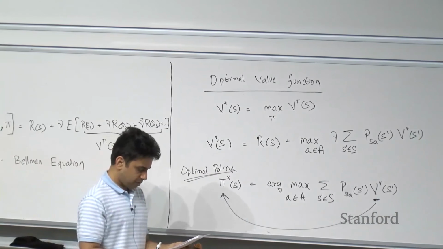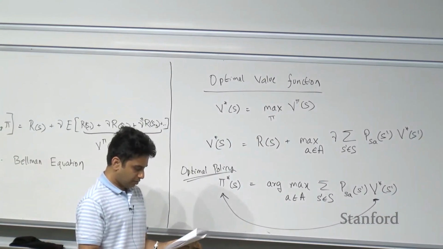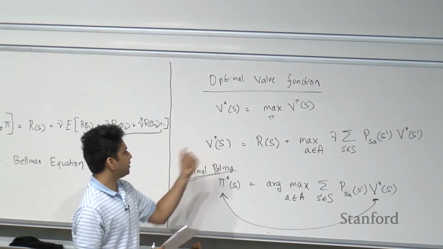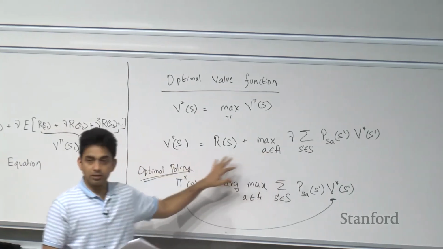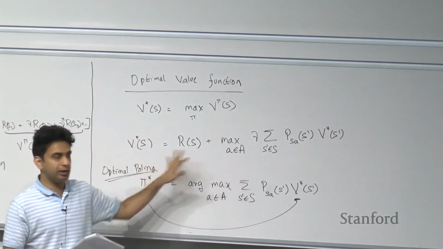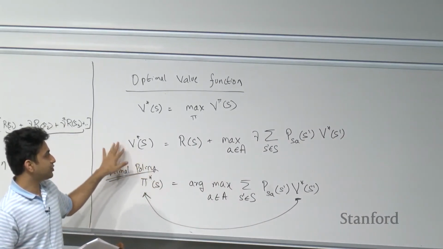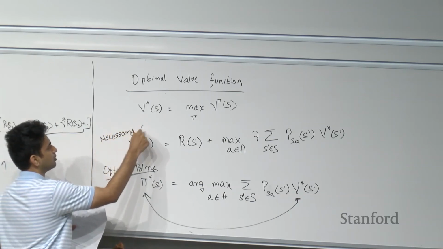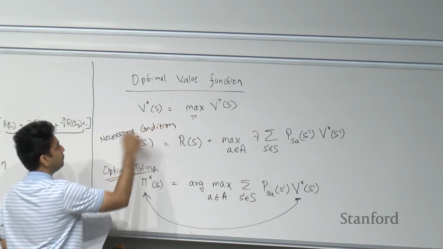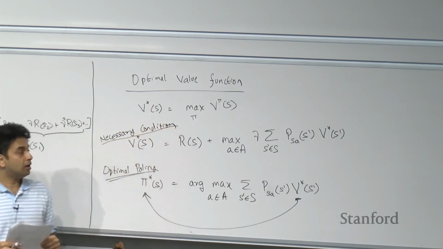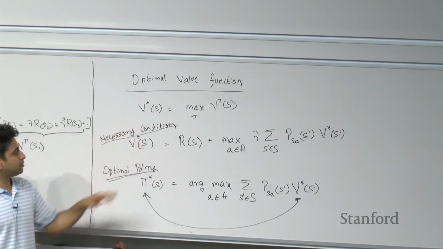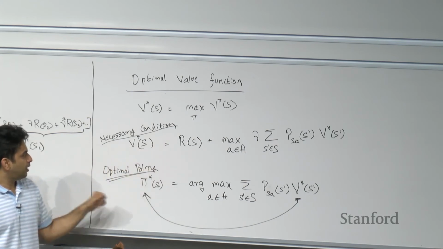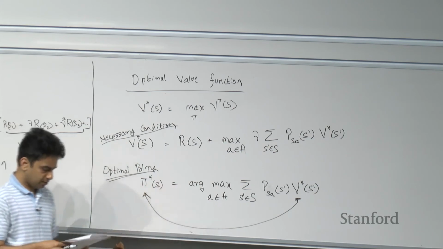Now with these two observations, we can come up with two algorithms to actually calculate V star of S. This is just a mathematical expression. This is not an algorithm of how to calculate. This is just giving you a relation that V star needs to satisfy. So this is a necessary condition that V star needs to satisfy if V star is the optimal value function. It's not telling you how to calculate V star of S. And this is the optimal policy corresponding to V star.